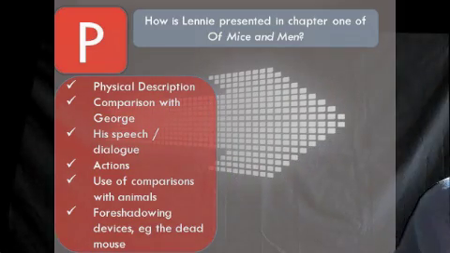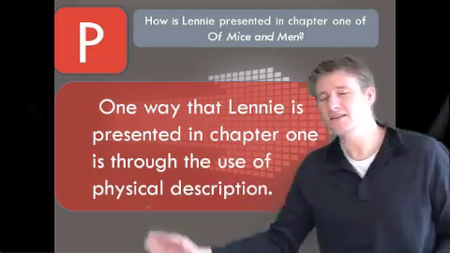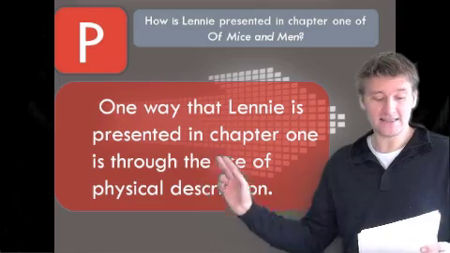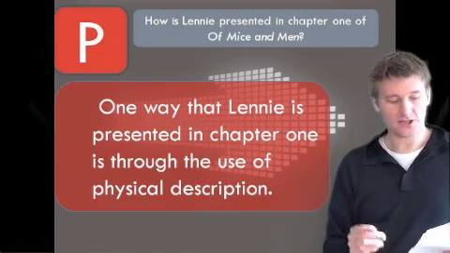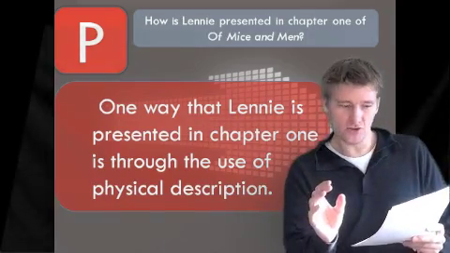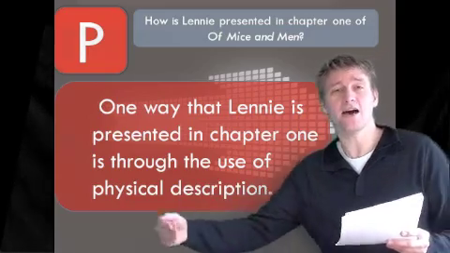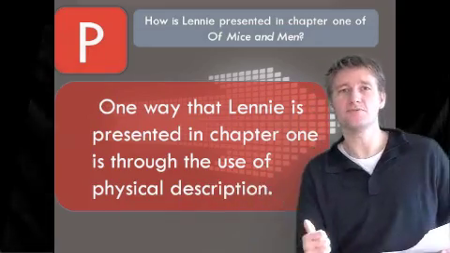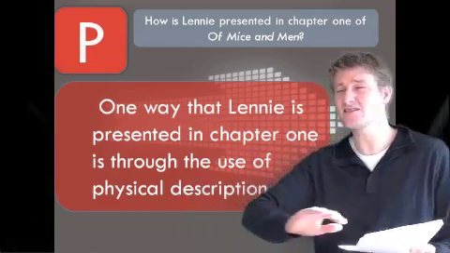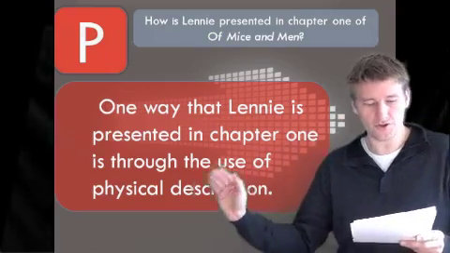Okay, so let's have a look at what that might look like. So this is a bit better, and I like this because it's clear. It's straight onto the point. One way that Lenny is presented in chapter 1 is through the use of physical description. Why is that good? Because it's clear. You've been asked how is he presented. You're saying one way he's presented is this. Okay, it's not vague, it's not saying, John Steinbeck wrote this book in, it's straight on to the question.